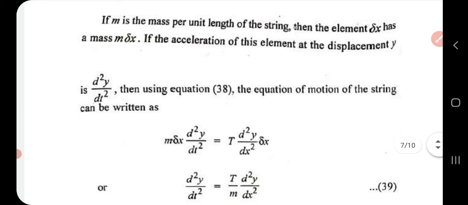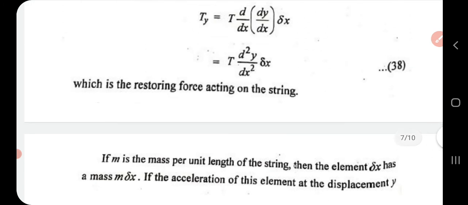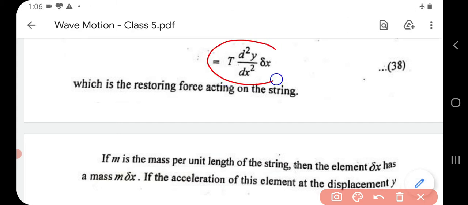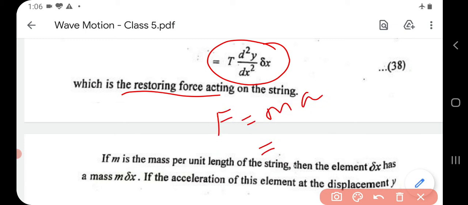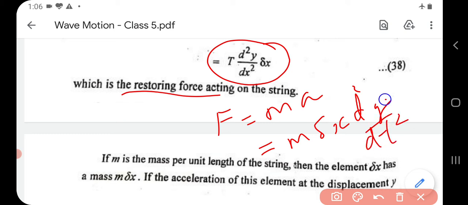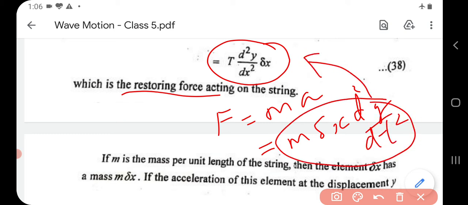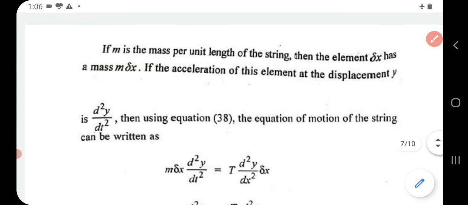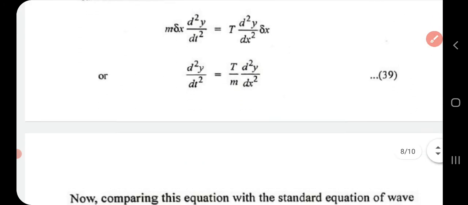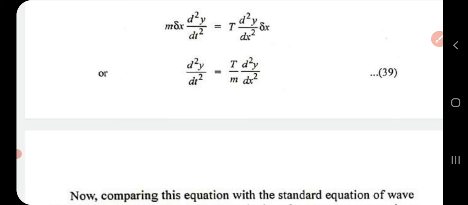Here, equation of motion. See, we said that this one is the restoring force acting on the string, right? What is force? Force is mass into acceleration. Here our mass of that element delta x is m delta x, right? What is acceleration? d square y by dt square. So this term is actually this one, right? So they have written it like that: m delta x d square y by dt square is equal to T d square y by dx square delta x. So from that, d square y by dt square is nothing but T by m d square y by dx square.